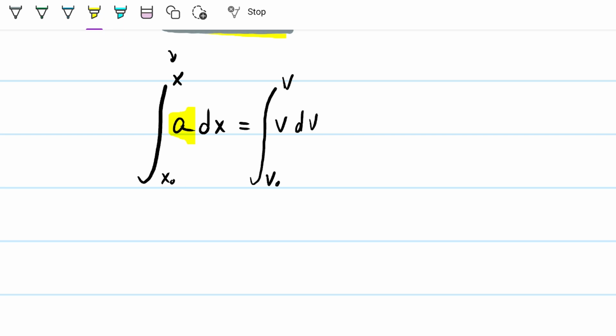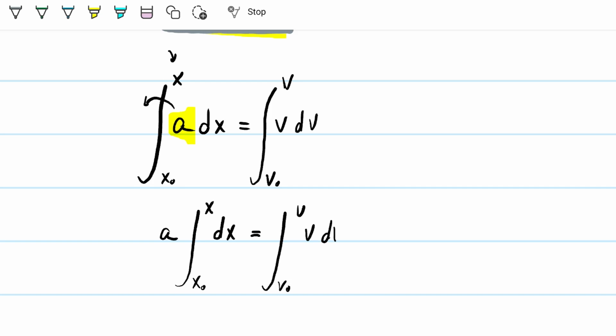If the acceleration is dependent on the position, that is, if the acceleration is changing, then I cannot solve this integral as simply as I want to. What I want is to remove the acceleration from my integral and be left with acceleration times the integral from x naught to x of dx, and on the right-hand side nothing changes: the integral from v naught to v of v dv.